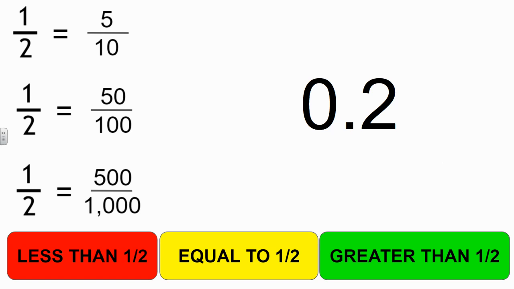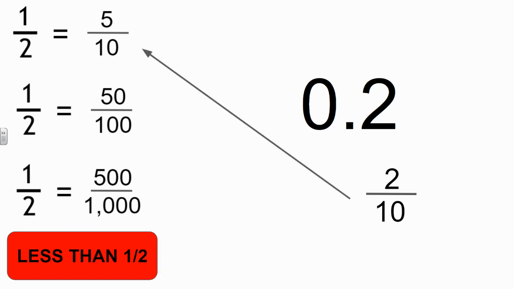2/10. Another way to write 2/10 is as a fraction, 2 out of 10 or 2/10. And if I look at what I know about tenths, I know that 5/10 is exactly half. So if I only have 2/10, I am clearly less than half.